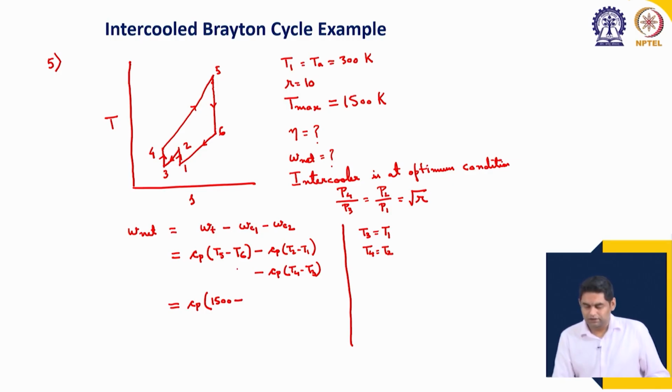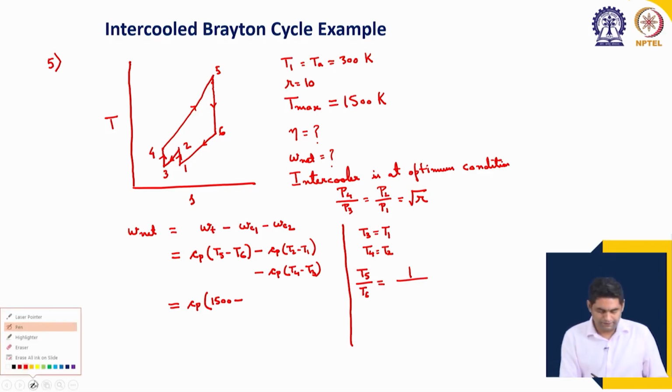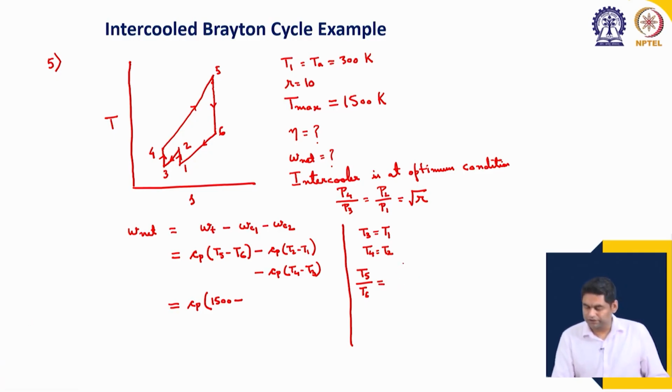So, T 6, what is the temperature T 6? So, T 5 by T 6 is equal to, sorry, not 1 by, let me correct. T 5 by T 6 is R to the power gamma minus 1 by gamma, where R is equal to 10 and gamma is 1.4.